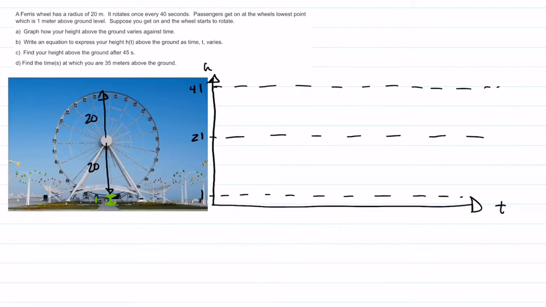Now I know I start at the bottom, and it's going to go all the way up to the top, and all the way back down to the bottom is 1 revolution, and that's 40 seconds. The middle is the vertical displacement, which is 21. And the amplitude is just the radius, so middle to the top is 20, but the radius is always your amplitude.